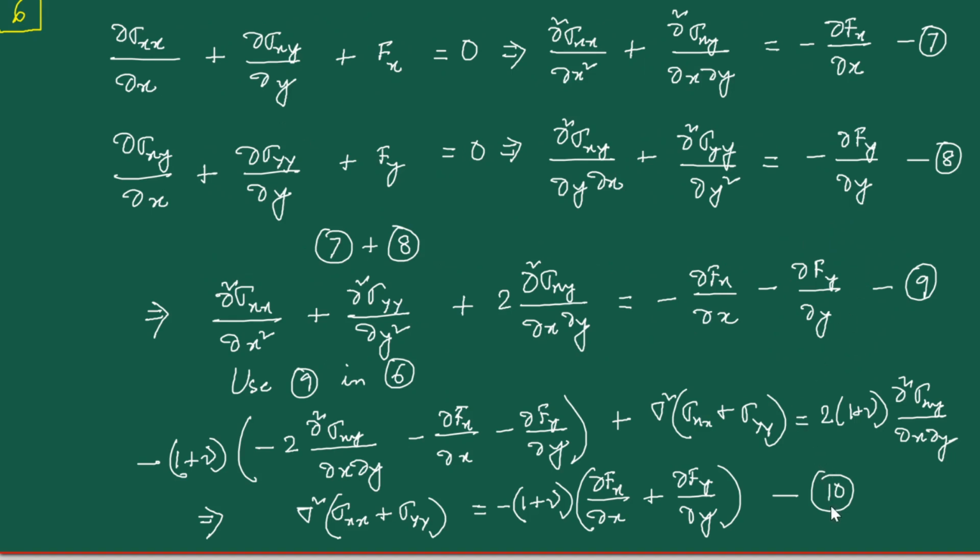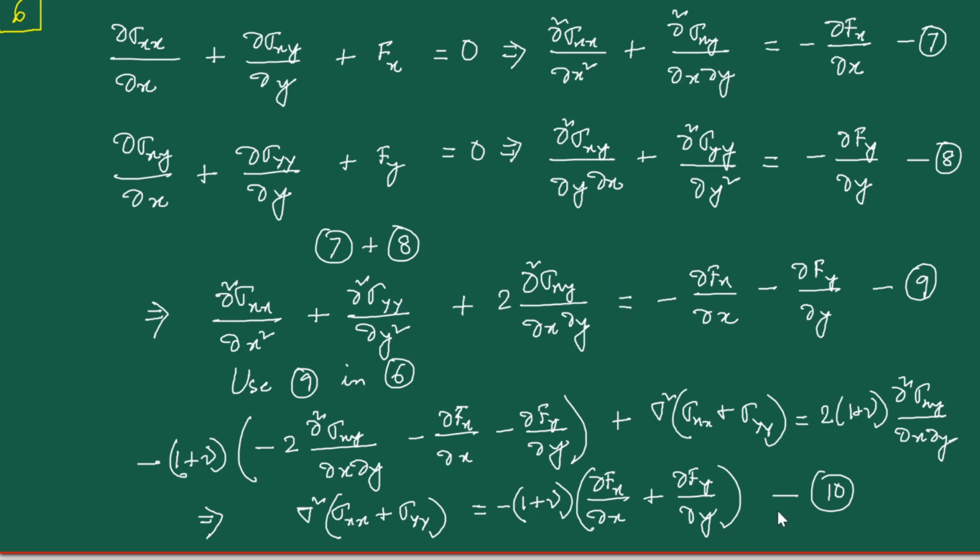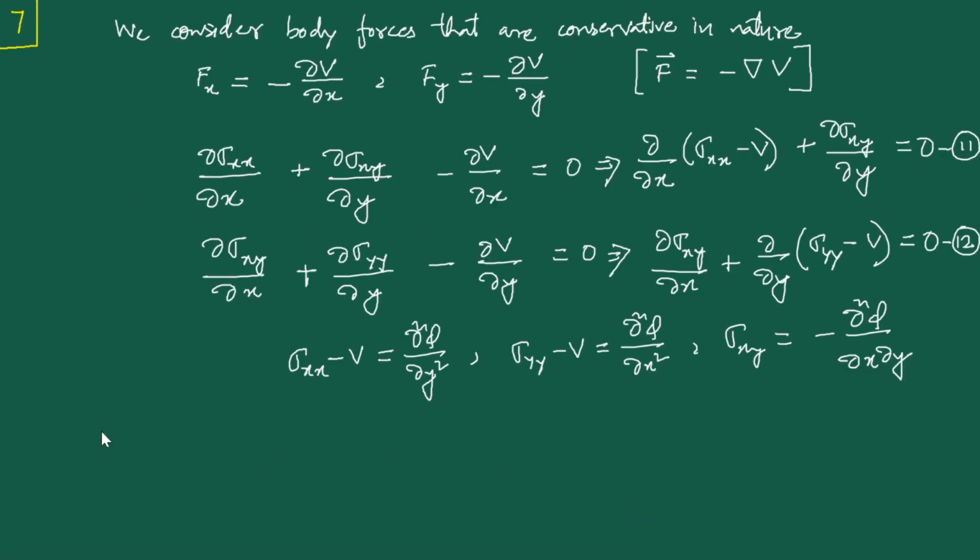So this was the last equation, number 10. We're going to say that this is equation number 11 and this is equation number 12. Okay, so what we are going to do is, we have defined these forms. So we go back to equation number 10 and substitute those forms in terms of the Airy stress function phi. That's all that we have to do. So we rewrite this equation number 10.